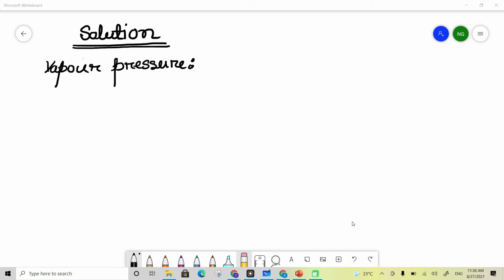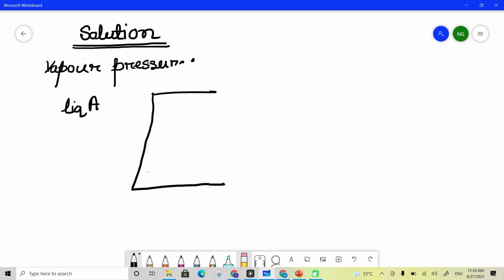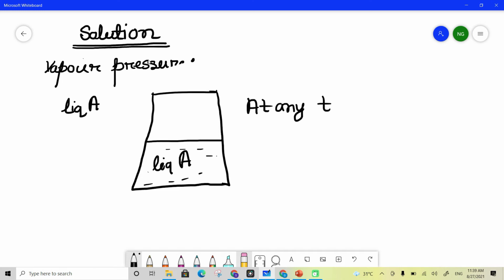What is vapor pressure? To introduce vapor pressure, first I will take some liquid, that is liquid A. Now here I will take a closed container like this. Here I will keep liquid A like this. So what will happen? At any temperature, this liquid molecule will escape from this solution and change into a gaseous molecule, and this gaseous molecule occupies the empty space of this closed container.